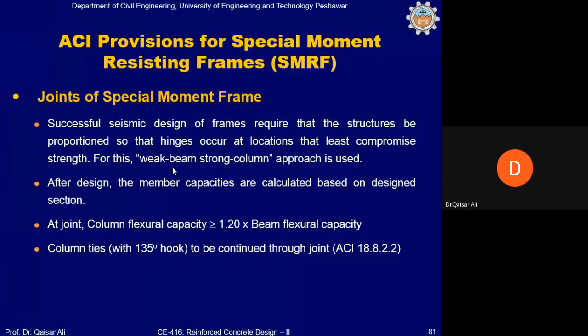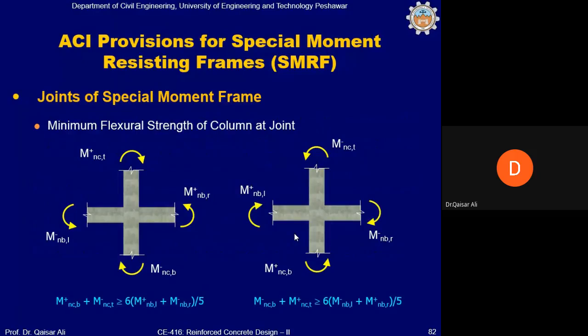Okay. And for this reason, the ACI code has placed a restriction that the column flexure capacity of the connection must be 20% greater than the beam flexure capacity, and the column ties shall be 135-degree hook and continue through the joint, as you will see in the next slides.